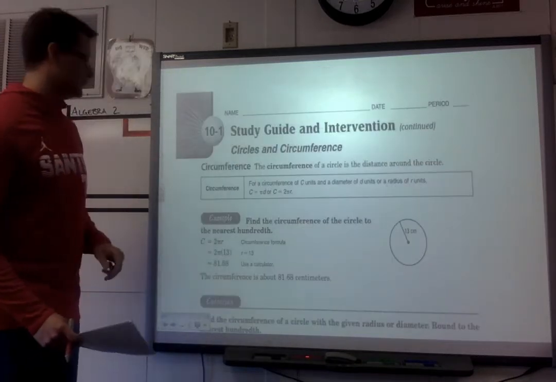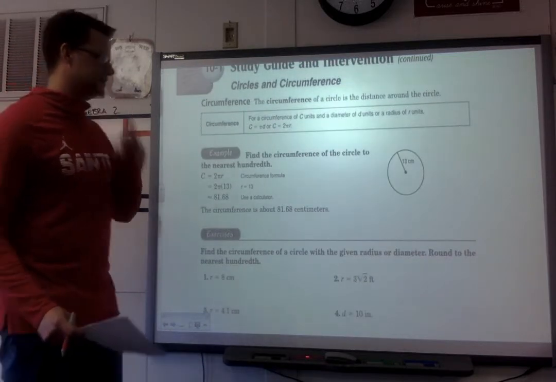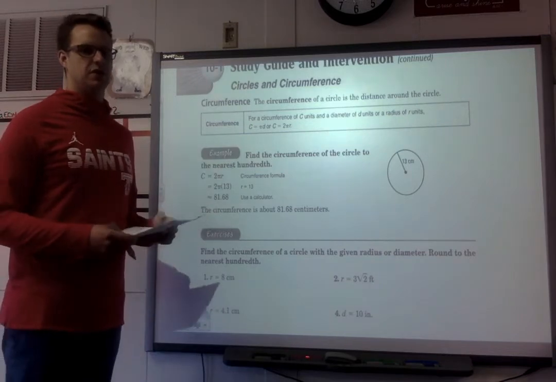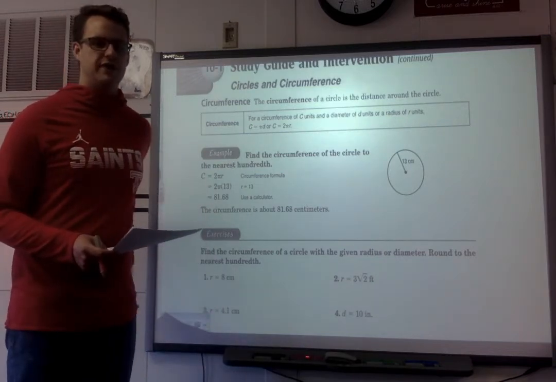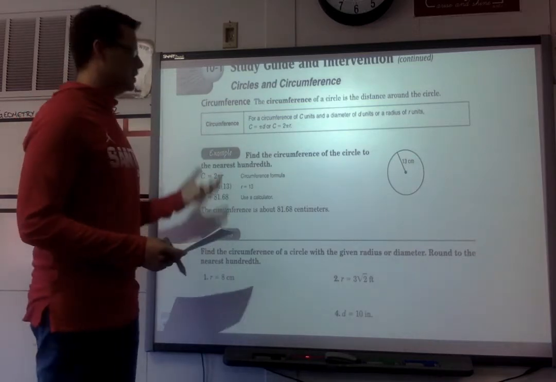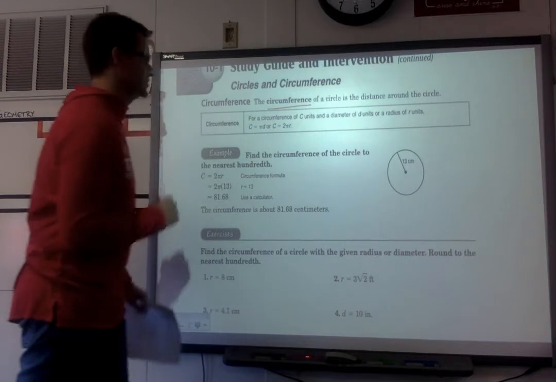Next, we're going to talk about circumference of a circle. The circumference of a circle is the distance around the circle. So it's similar to if you had a square, you would be asked to find the perimeter of the square, the distance around that square. Here, instead of perimeter, we're using the word circumference.